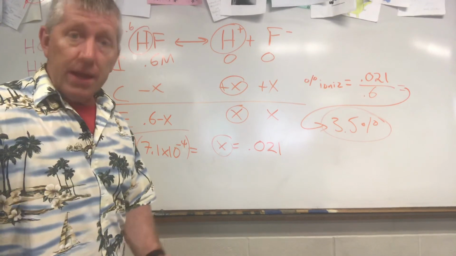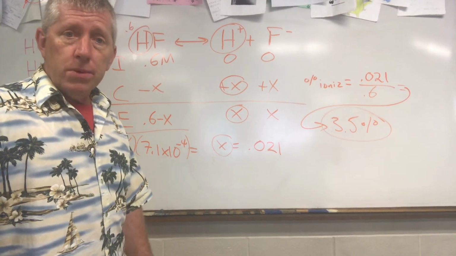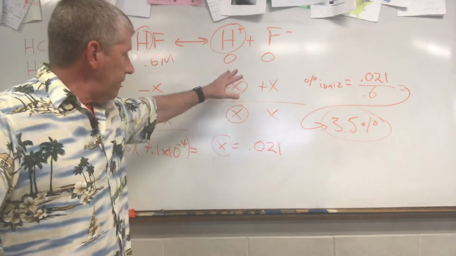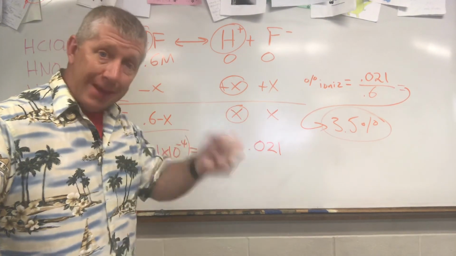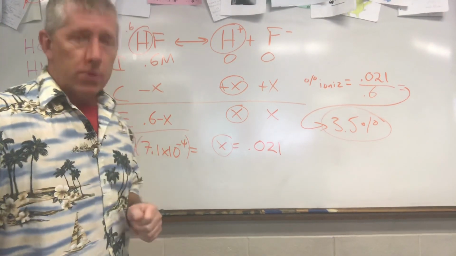3.5% ionized. All right. That was pretty quick, right? Okay. Percent, partial divided by whole. So take the amount of hydrogen that we were able to get and divide it by the amount of hydrogen we could have got if it all broke down.